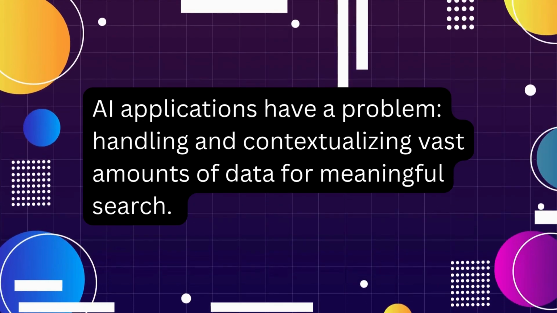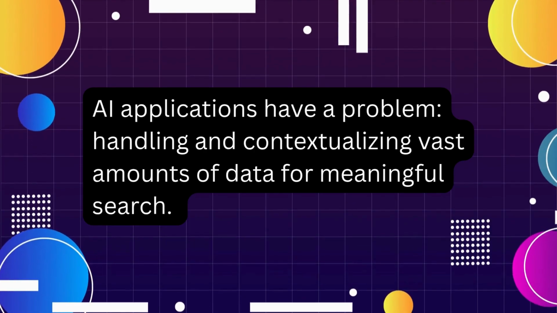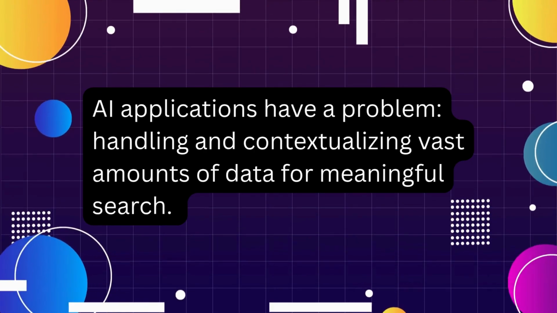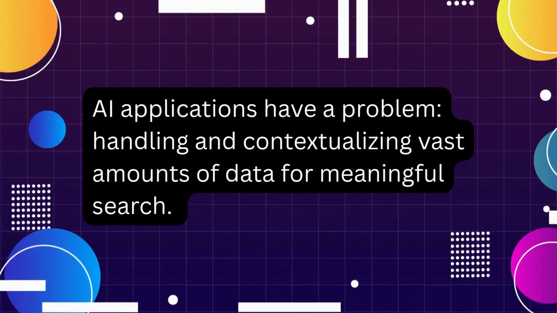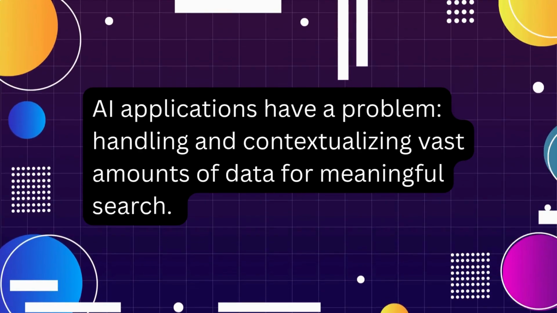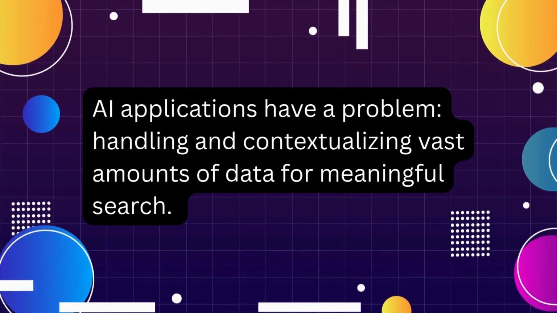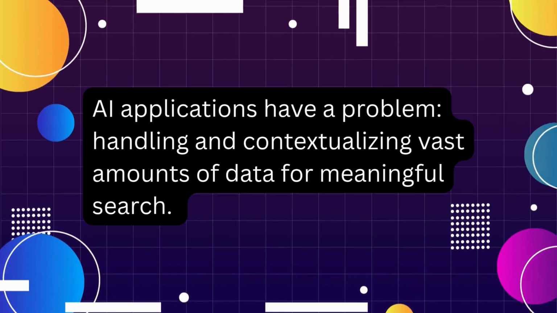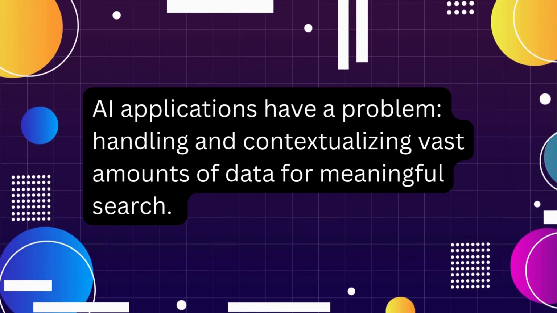Okay, so let's just get right to it. For all their amazing power, a lot of AIs, especially the big language models, have a serious memory problem. I mean, they can be brilliant one second and then completely forget a key piece of information the next. And that is the exact problem that vector databases were built to solve.